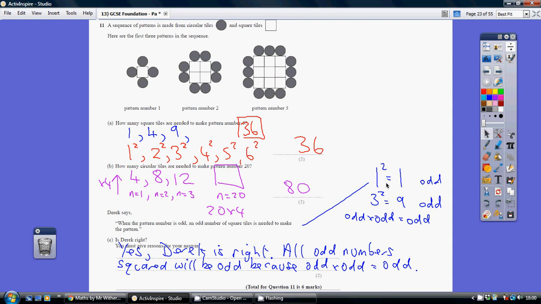Now what we notice is we've done an odd times an odd to get an odd. Well, our fifth term would be 5 times 5, odd times odd, to get 25, which is odd. So Derek is right, because all odd numbers squared will always be odd, because odd times odd equals odd.